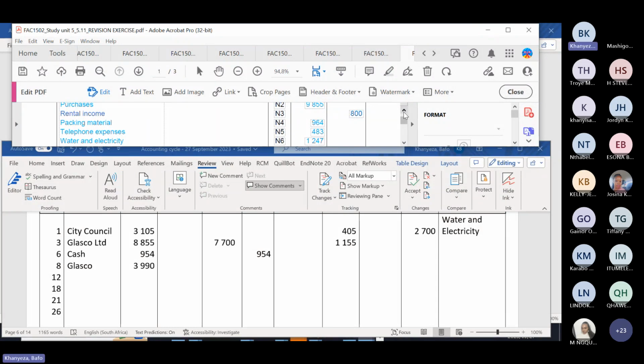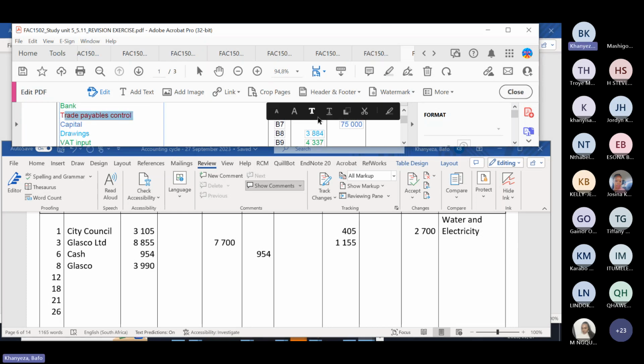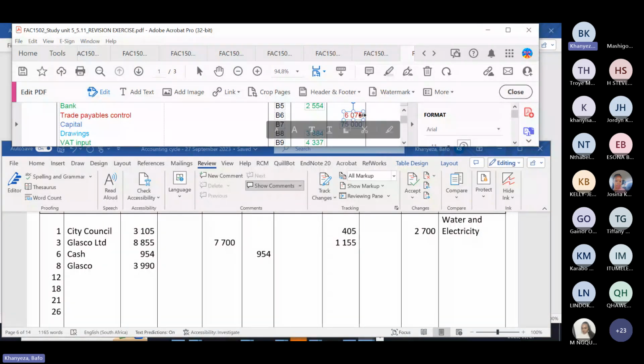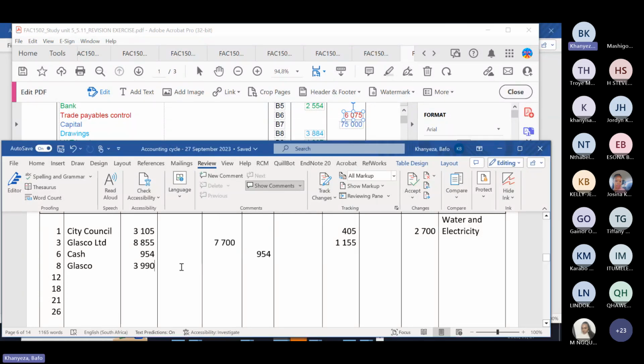Yeah, so here it doesn't say whether it is Glasgow or who. I wanted to link you to this, to where this thing is. You see here are trade payables. I wanted to show you what we are paying. So it means Glasgow is in this 6,075. That's why I was worried, asking where is this amount that we are paying? But now I was forgetting that we started with the opening balance.